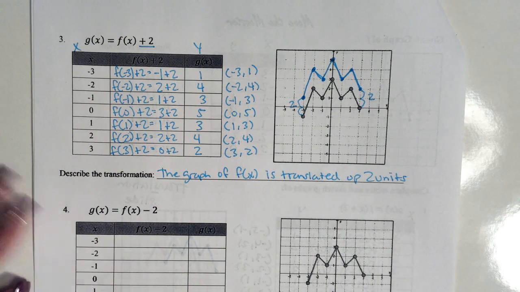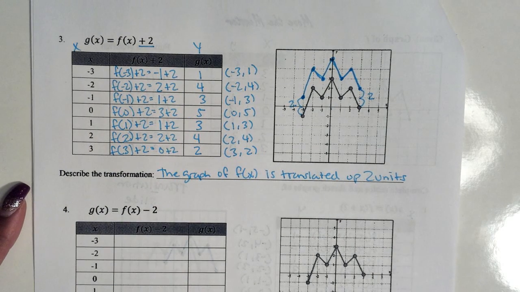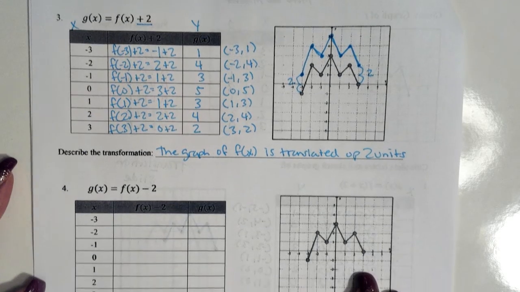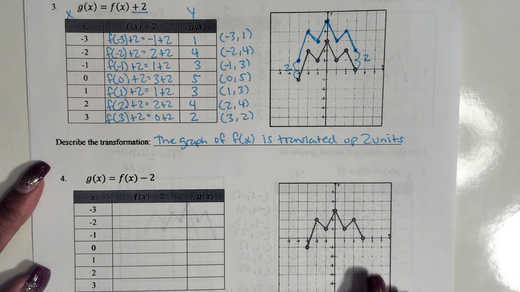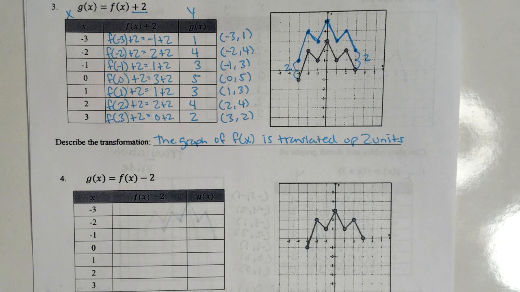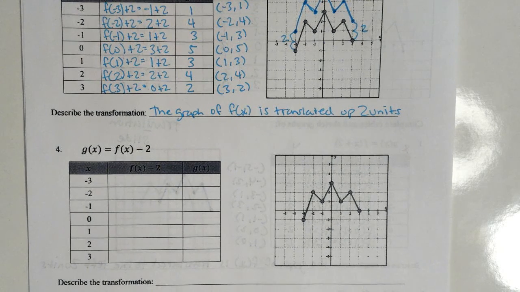So then you're going to do the same thing similarly for number 4. So number 4 says g of x equals f of x minus 2. So you'll complete the table, and then you have to tell me or describe the transformation of what happened to the monster. And so take this time to pause and try to attempt number 4 on your own.